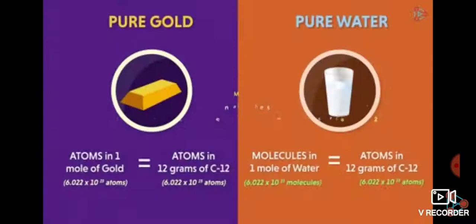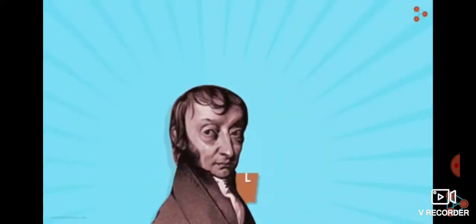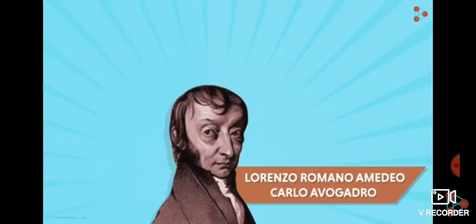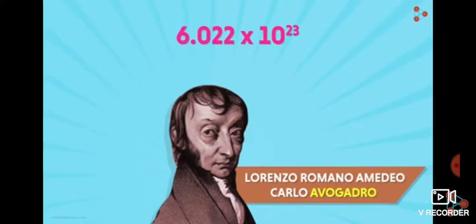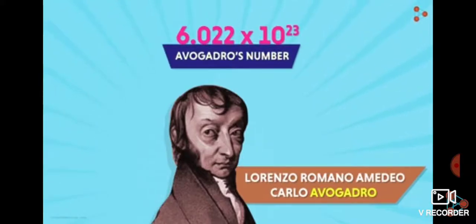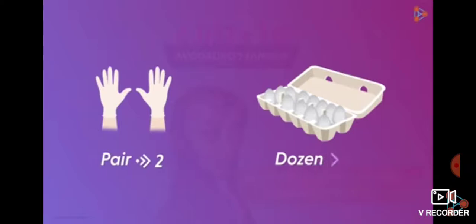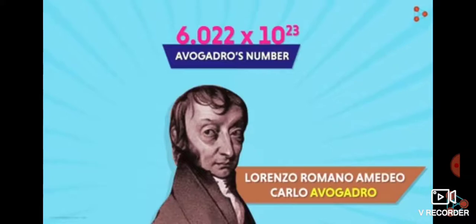But what's the mystery behind this number? A scientist named Lorenzo Romano Amedeo Carlo Avogadro came up with this concept. I know the name is long, so we will address him as Avogadro. So the number 6.022 times 10 raised to 23 is called the Avogadro's number. It is just a number used to represent quantities. It's similar to how we use the word pair for 2 or the word dozen to represent 12. Similarly, Avogadro's number is the term used to represent 6.022 times 10 raised to 23 number of any entity.